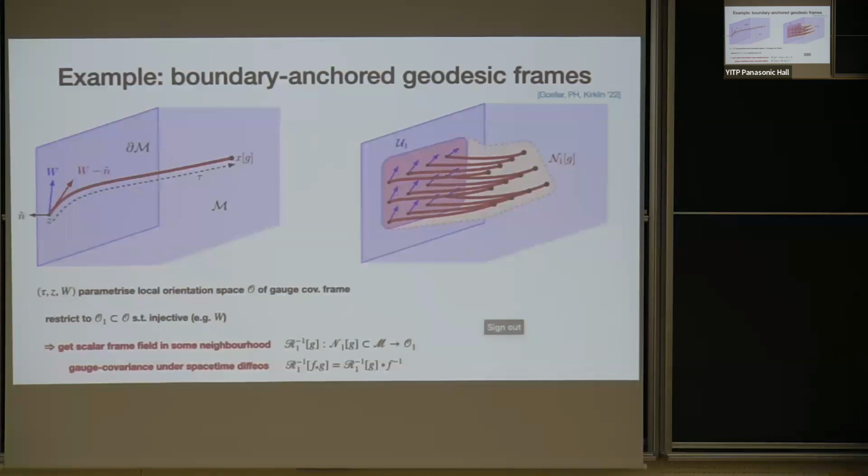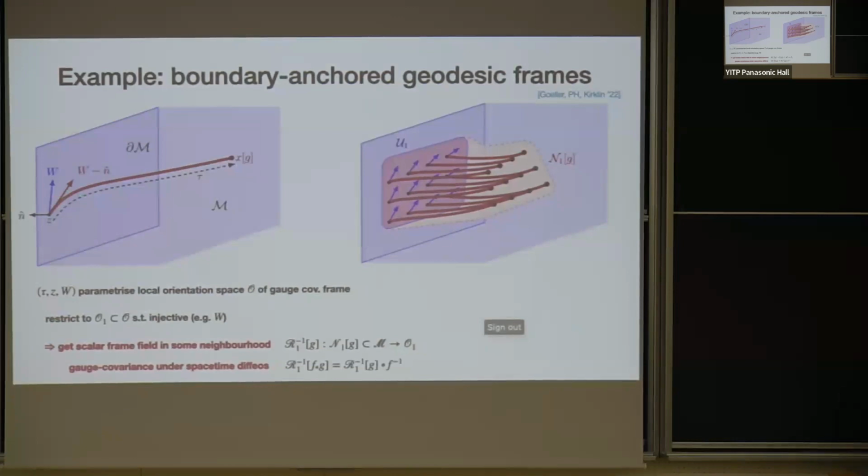And so we can call this set of parameters really like a local orientation space, like O that I was describing or mentioning on some of the previous slides. But if we want to really write this thing as a dynamical reference frame field in space-time, what we would want to have is basically where we can at least locally invert the relation between this parameter space and bulk space-time points.